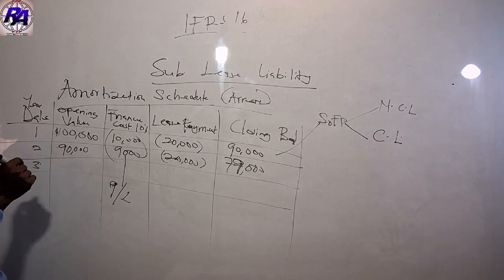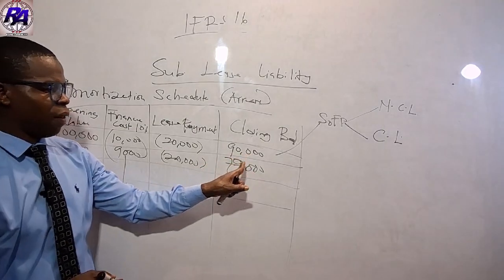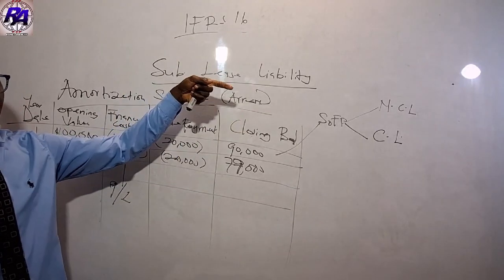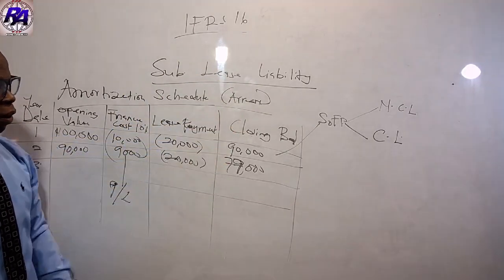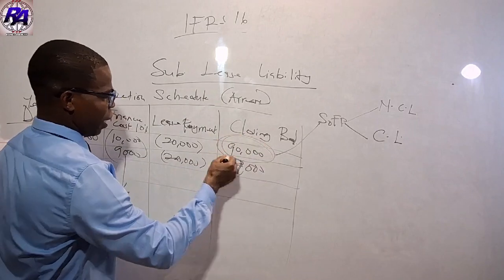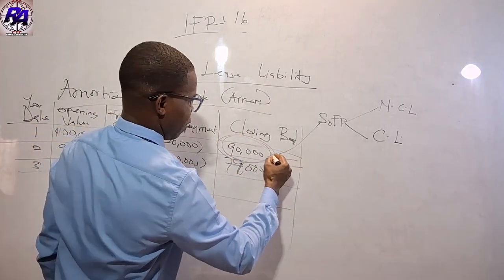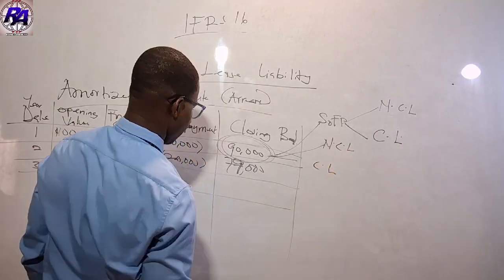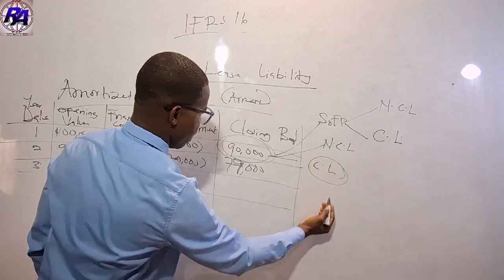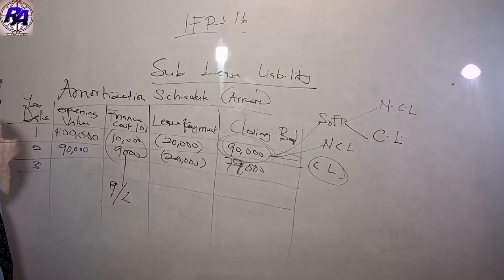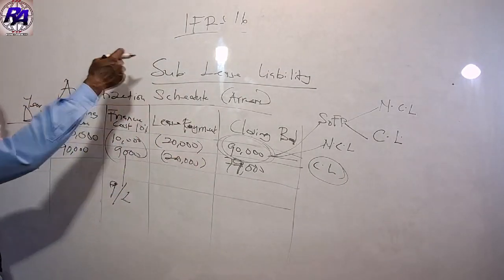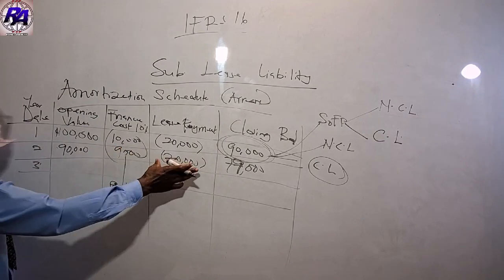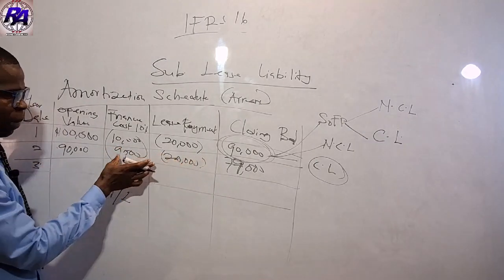This is the treatment. Alright, now how do we split the closing balances when it is in arrears? When it's in arrears, it's different from when it is in advance. How do you split it? Now, for us to split this value here between non-current liability and then current liability, we have to first determine the current liability. How do we determine the current liability? We determine the current liability by going to the next period. Then find the difference between our lease payment and our finance cost.